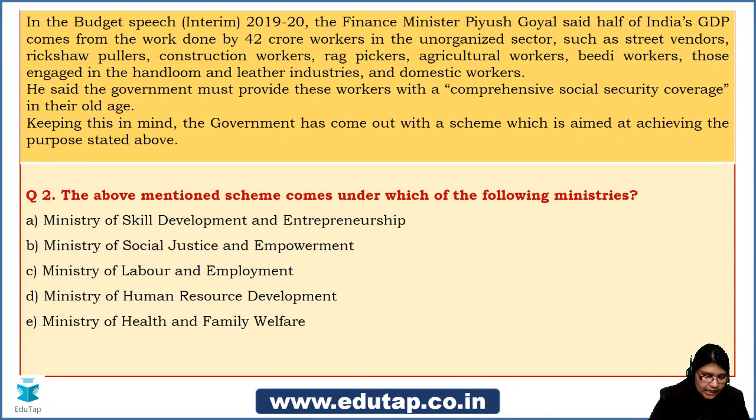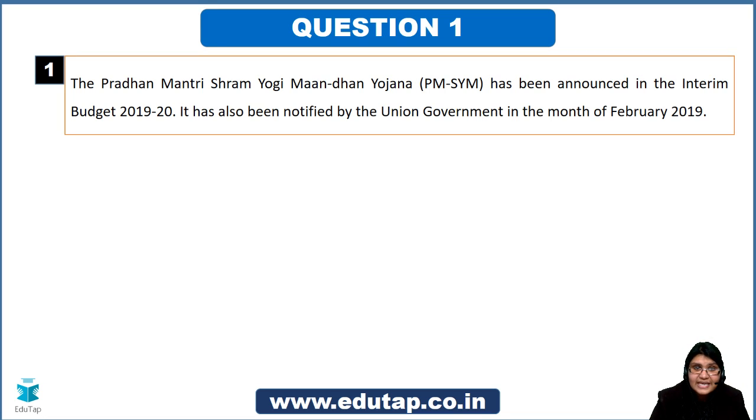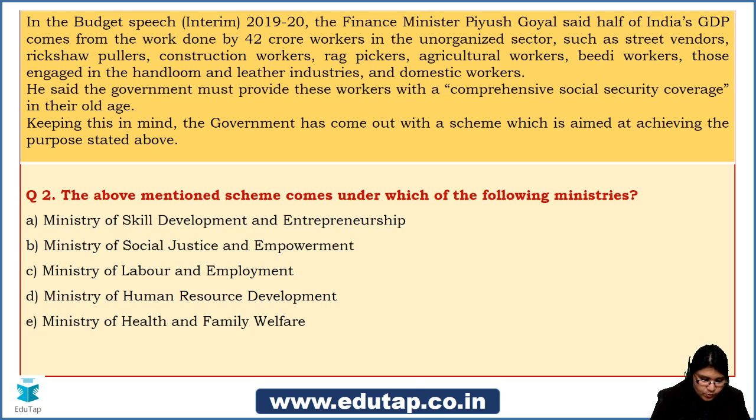Coming to the next important question quickly: the above mentioned scheme comes under which of the following ministries? It might sound like a very simple question, but sometimes we think it is very easy to pick the ministry under which a scheme is implemented, and you need to be very careful in choosing this. There can be confusions. Now you need to understand where we can place this scheme. It is about the unorganized sector. We have also seen the name of the scheme. Now try and judge under which ministry it would fall.